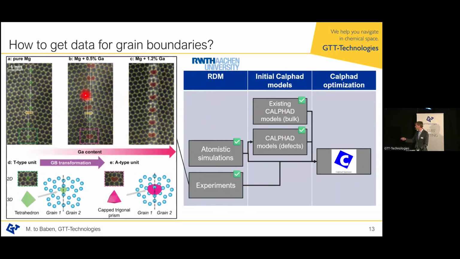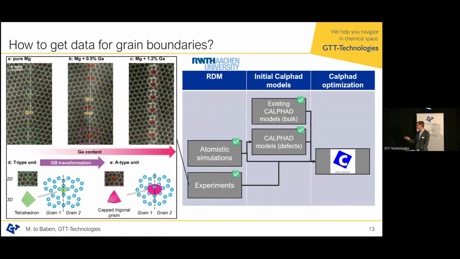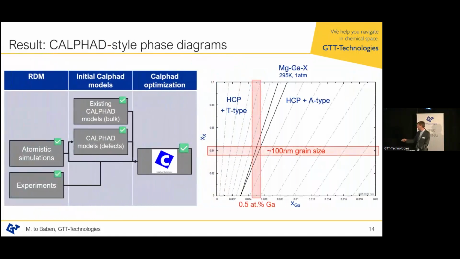And once we have it, we can make use of the fact that we know there is a three-phase equilibrium between the A-type, the T-type, and the HCP. We can plug that into the Calphad optimizer in order to exactly reproduce this three-phase equilibrium. And now you see here a defect phase diagram with the gallium on the x-axis, the amount of constraint on the y-axis, where this upper line here corresponds to the composition of the grain boundary phase. And then you can see for the 100 nanometer grain size, that corresponds to this molar amount of X. You just have to trust me on that one. And there exactly we have our three-phase equilibrium.